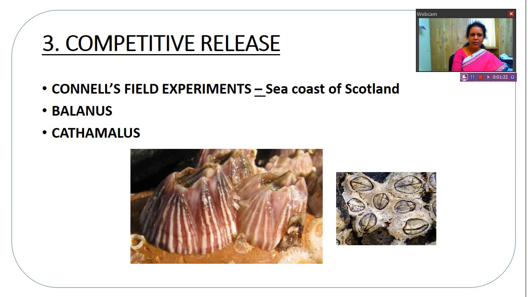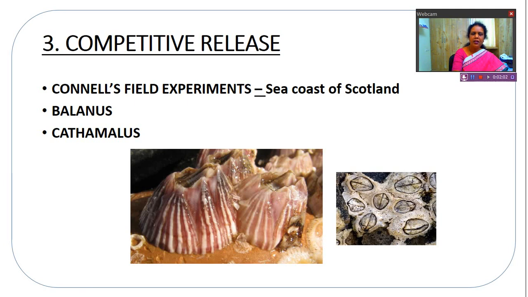When both of them are there, Balanus dominated Cathamalus. And ultimately what happened? The number of Balanus increased and Cathamalus decreased. But in the field experiment, they removed Balanus, which is the superior one. So when superior organisms are removed or released, what happens? The inferior ones increased.